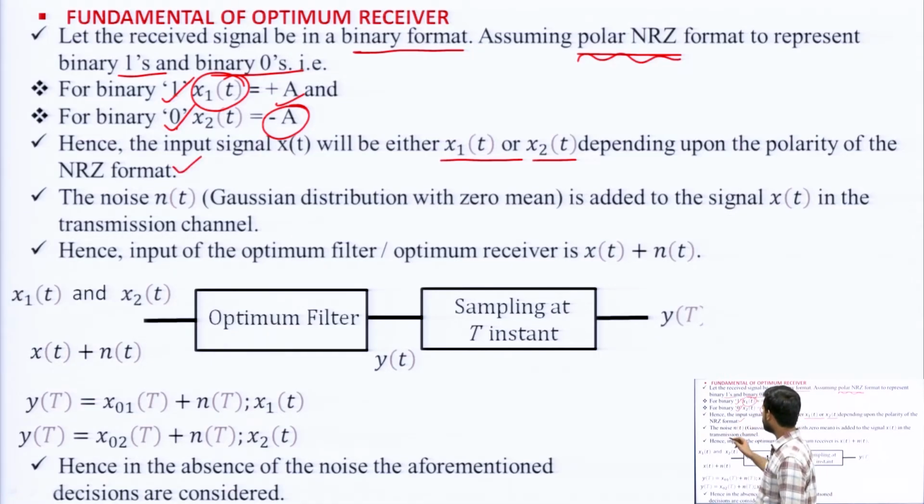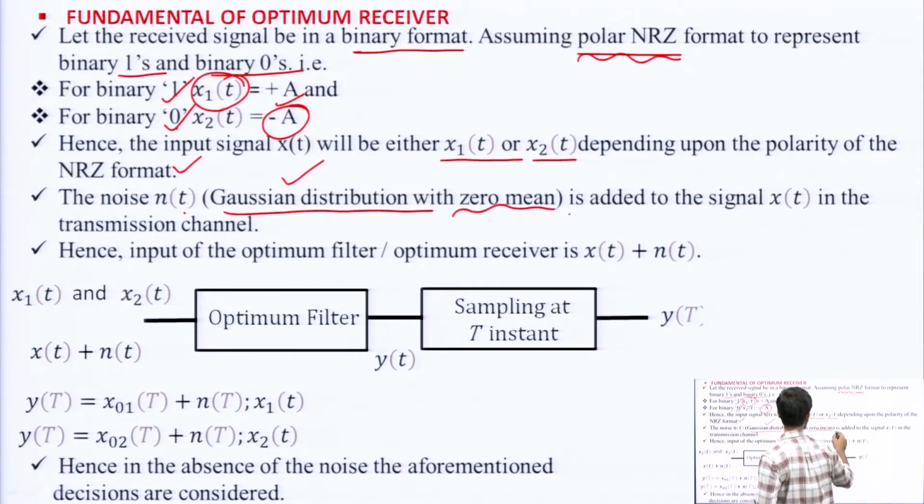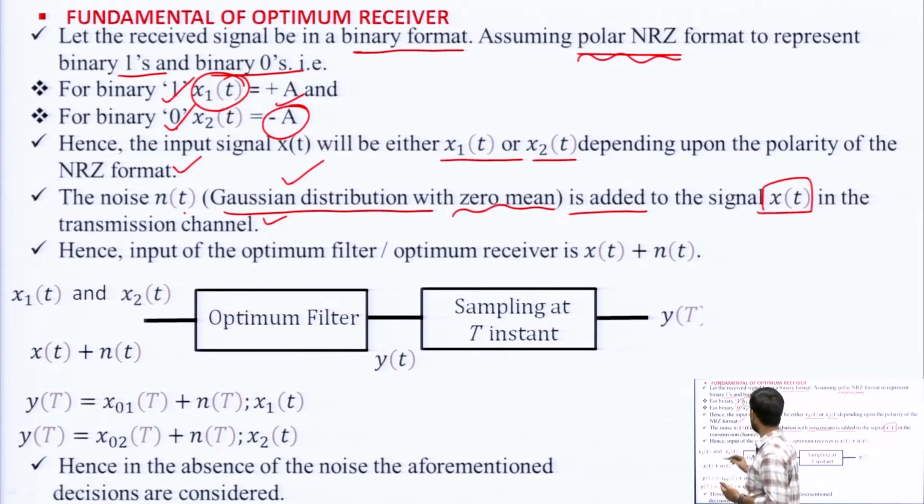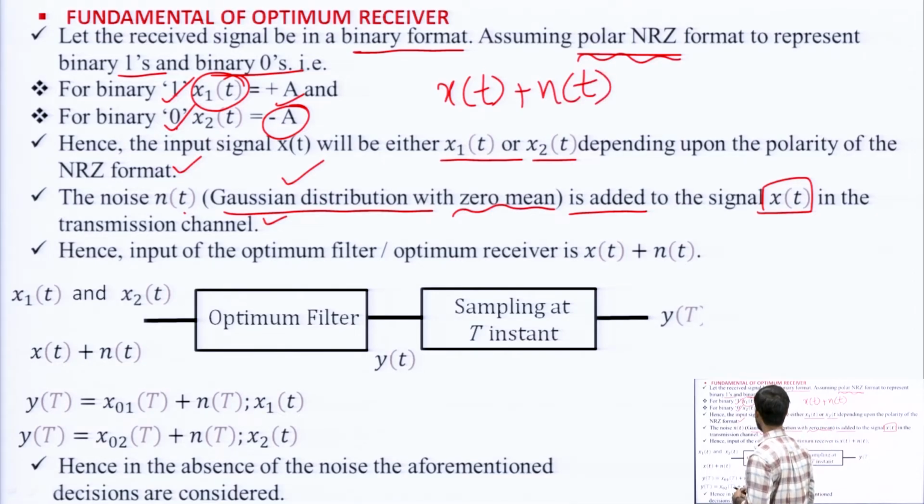Okay. So, now we are considering the noise. That is not the only signal available, because in the channel there is noise, and in the device there is also a chance of adding noise. The noise n of t follows a Gaussian distribution with 0 mean. The noise is added to the signal x of t in the transmission channel. So your signal is now x of t plus n of t. Hence, the input of the optimum filter or optimum receiver is x of t plus n of t.